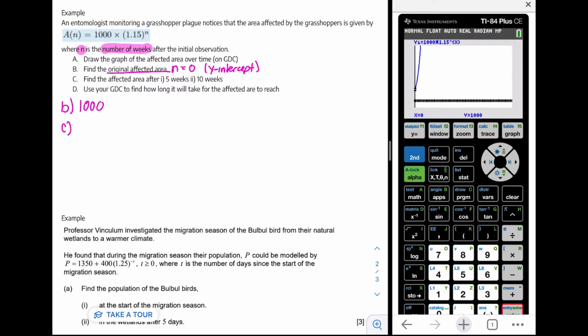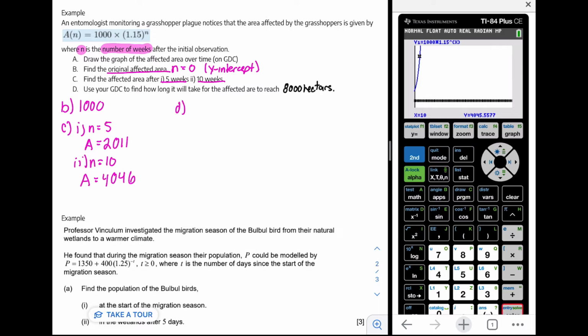C. Find the affected area after 5 weeks and after 10 weeks. So now we have a situation where n is equal to 5. So again, I can use trace, 5, enter. After 5 weeks, my area is going to be 2011. And then for part ii, what happens when n is equal to 10? Well, trace 10, enter. After 10 weeks, my area is 4,040. Let's round that to 46.